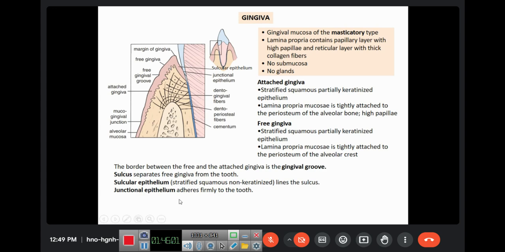And also we have the junctional epithelium. It is in this area. One surface of this epithelium faces the lamina propria mucosa, and the second surface is firmly attached to the enamel of the tooth in this area. So junctional epithelium is between the lamina propria of the gingiva and the enamel of the tooth, or the cementum of the tooth.